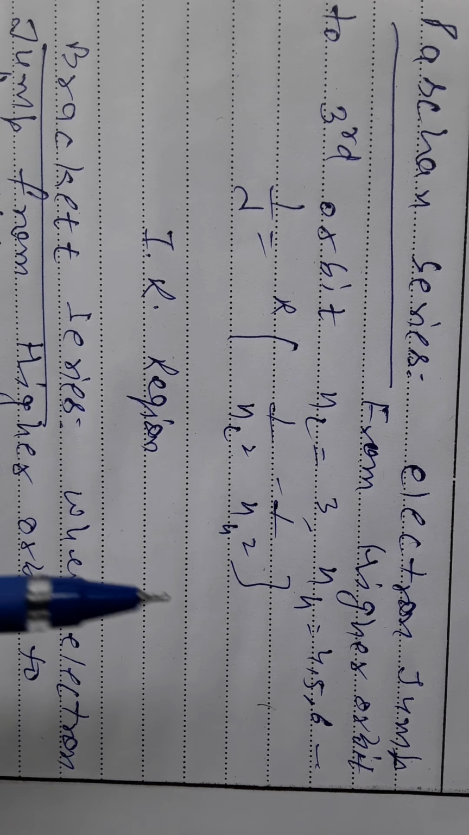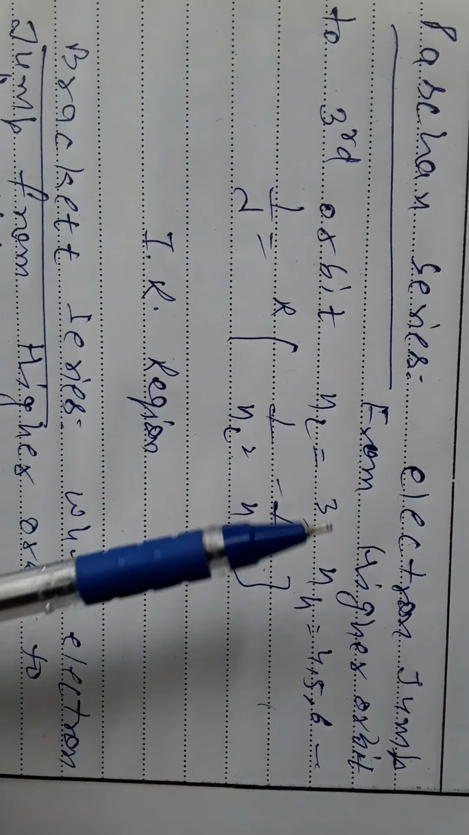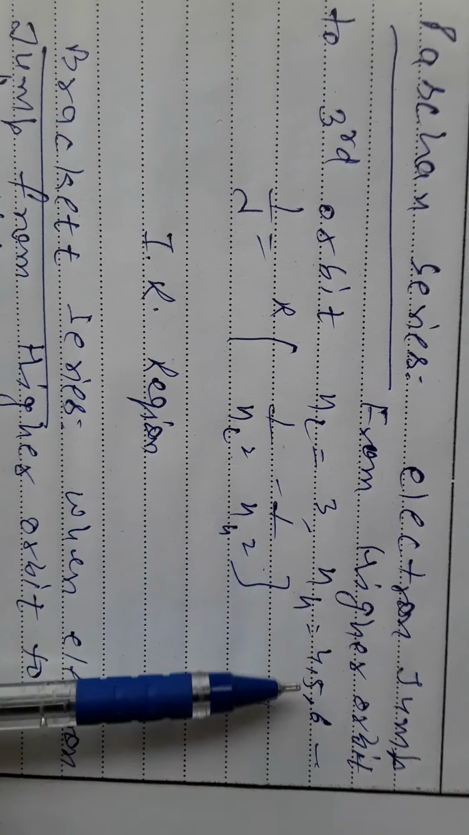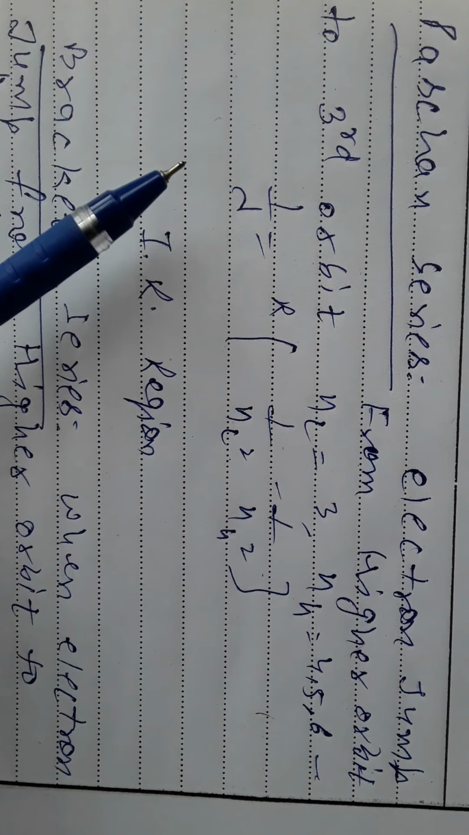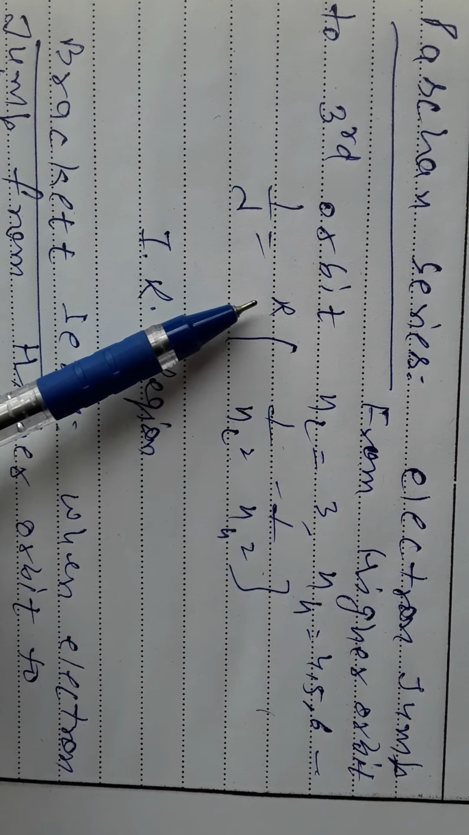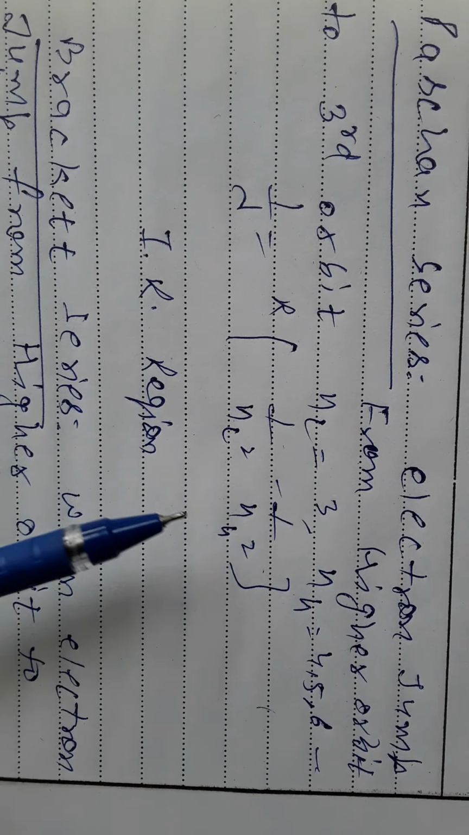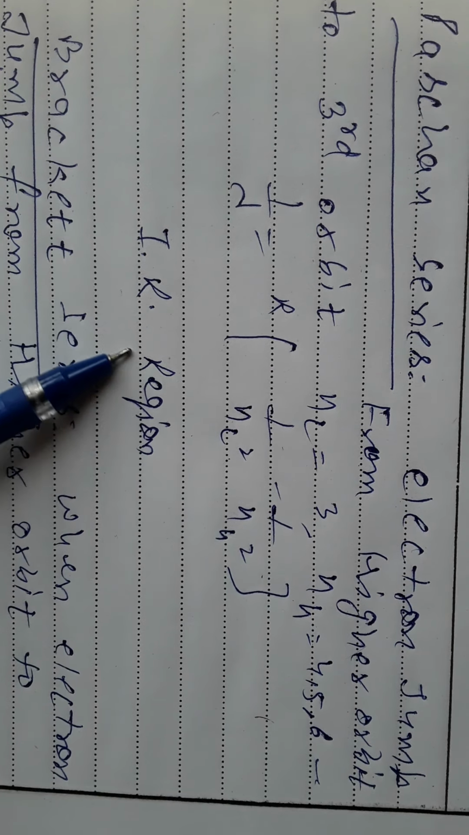Third is the Paschen series, when the electron jumps from a higher orbit to the third orbit. So nl is equal to 3, nh is equal to 4, 5, 6. We can calculate the maximum and minimum wavelength using the relation 1 by lambda is equal to R into 1 upon nl square minus 1 upon nh square. And this series lies in the infrared region.